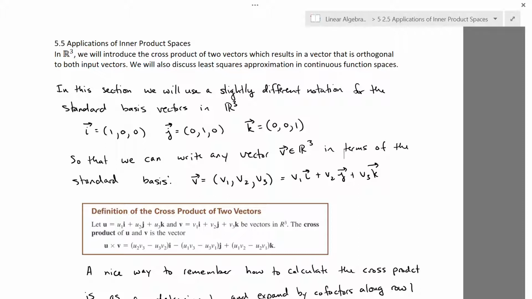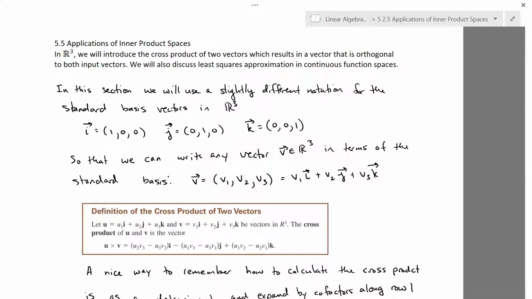In this video, we'll introduce the cross product of two vectors in R3, which results in a vector that's orthogonal to both input vectors. Then we'll also discuss least squares approximation in the context of continuous function spaces. One thing to be aware of is that the cross product only exists in R3 and not in other dimensions.